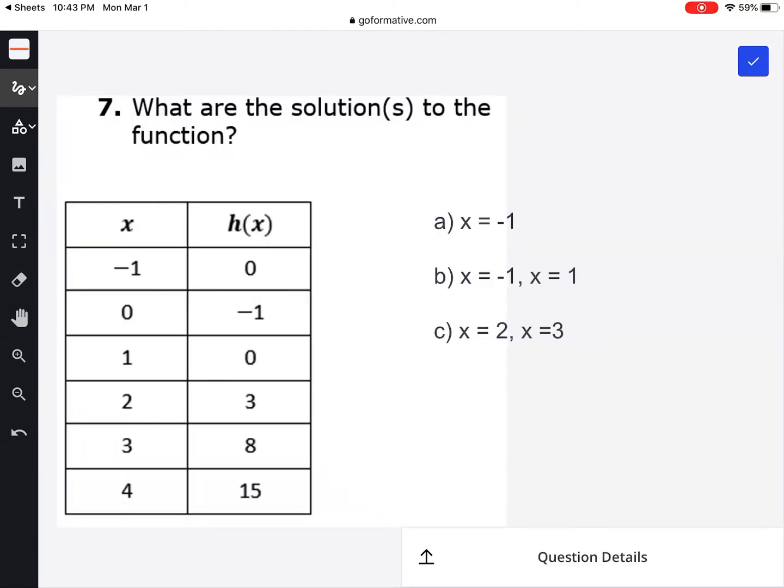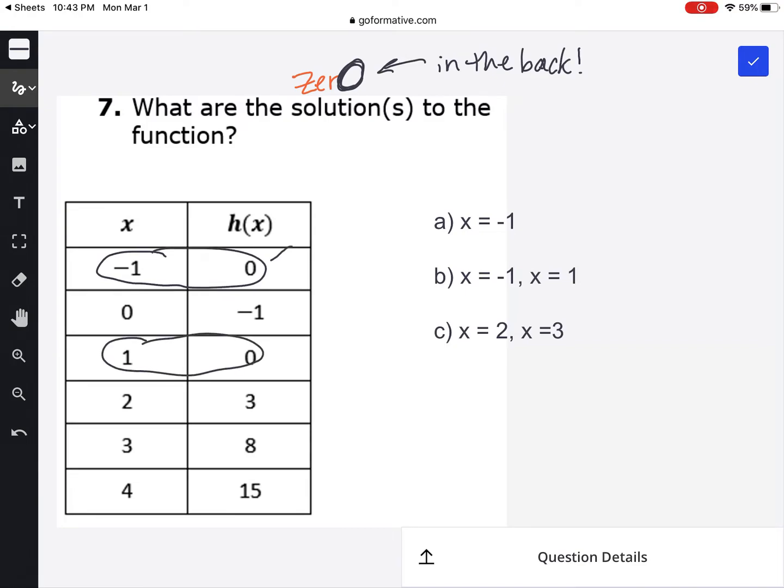So number 10 asks for the solutions. Another word for the word solution is the word 0. A 0 has the 0 in the back. So when we look at this example, A, B, and C, this one has a 0 in the back, and this one has a 0 in the back. Second, which answer choice, A, B, or C, has both of those answers? Very easy.